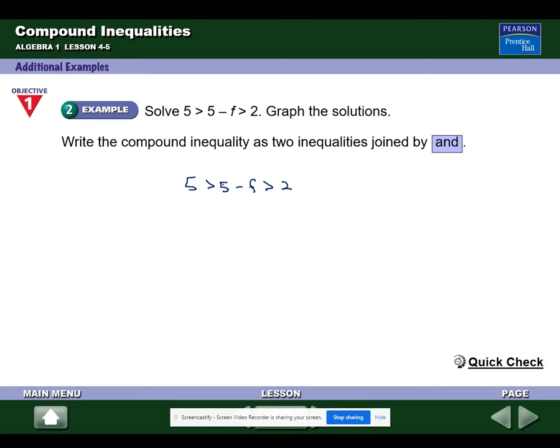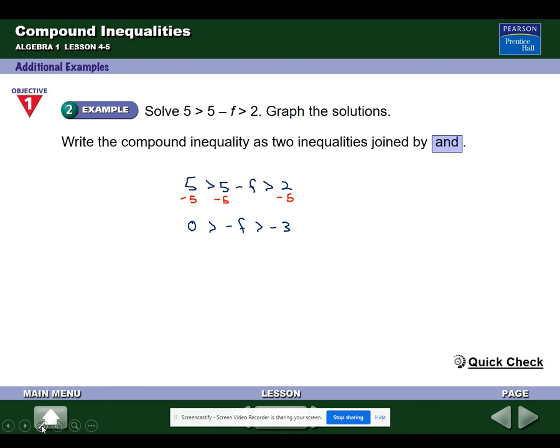Well, the variable is being added to 5 and then basically made negative. Okay, it's hard to think of it in terms of subtracting from 5 when we're trying to get it by itself, but basically it's being made negative. I'm sorry, I said it in the wrong order a minute ago too, didn't I? It's being made negative and then it's being added to 5. So we want to subtract 5 from both sides. This would be 0 greater than negative f greater than -3.